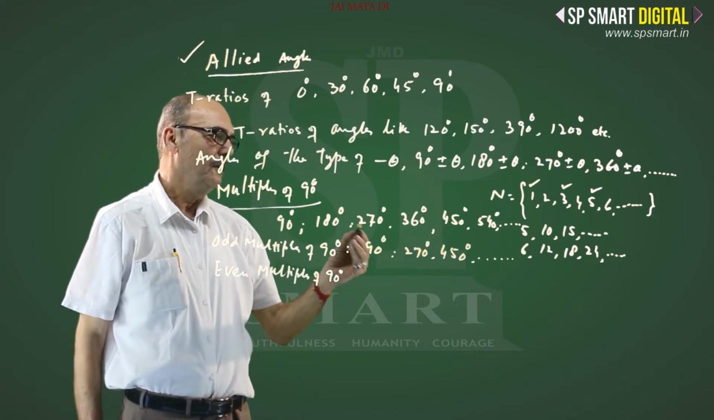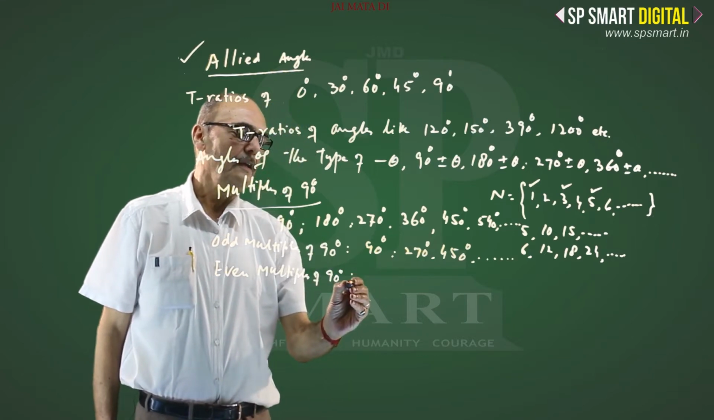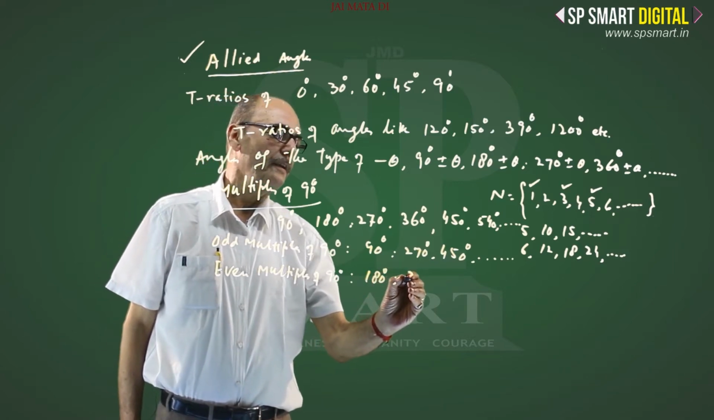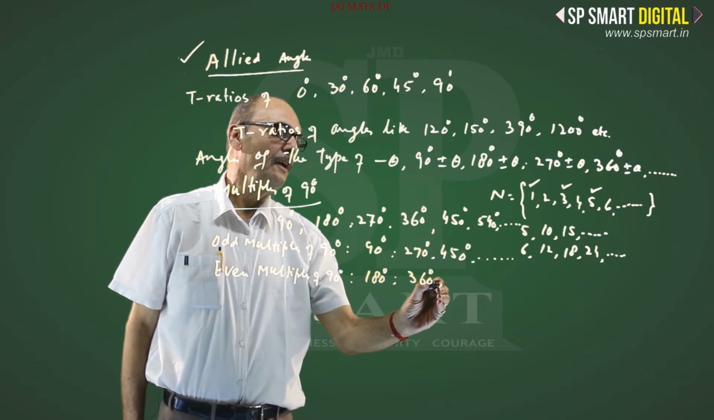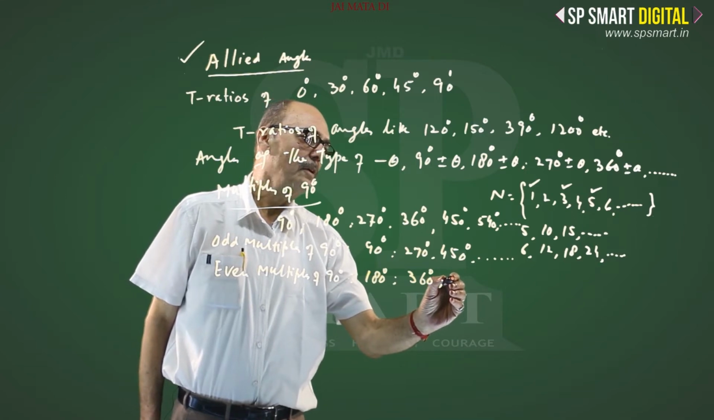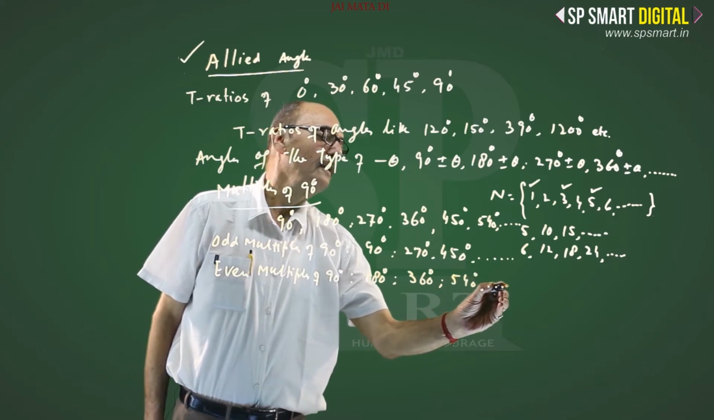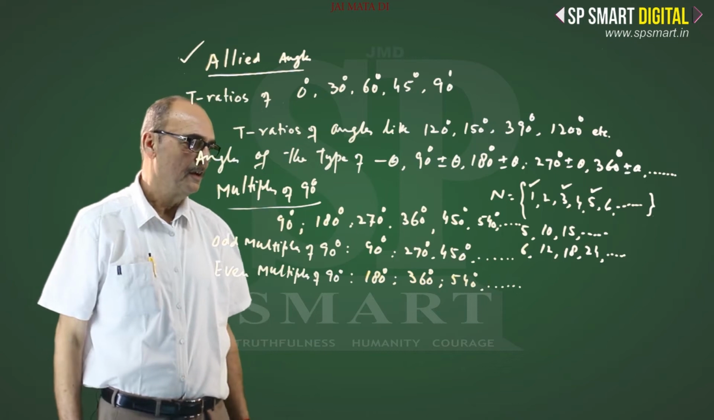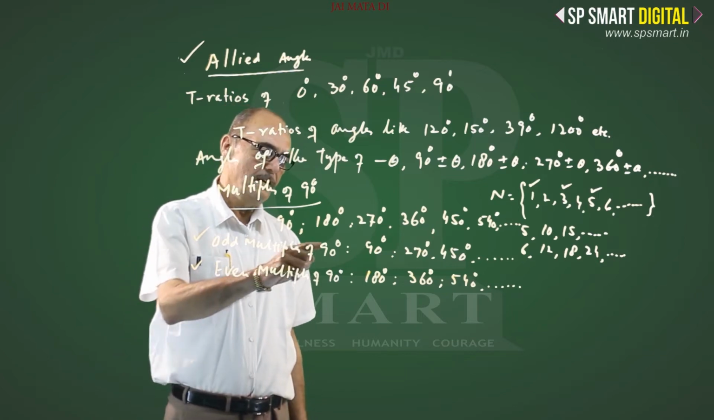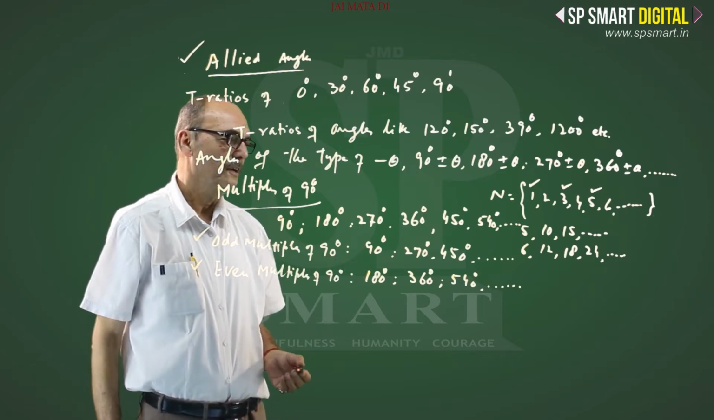And if we multiply the even natural numbers by 90, we get 2 into 90, 180 degree, 4 into 90, 360 degree, 6 into 90, 540 degree, and so on. So till this stage, we need to make emphasis on the odd multiples of 90 degree and even multiples of 90 degree.